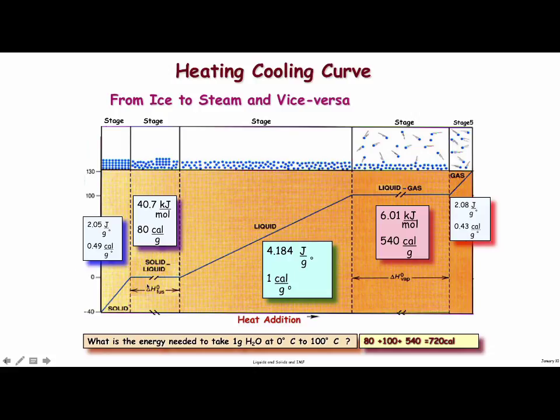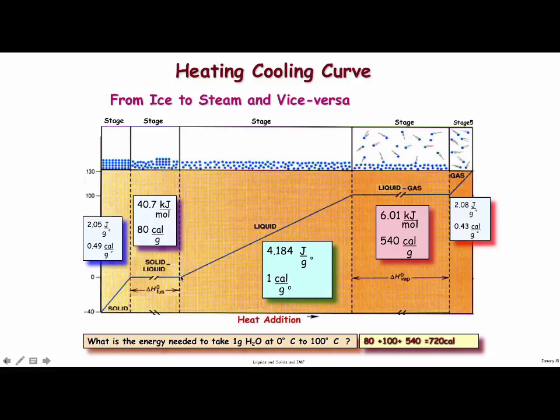This happens at 0 degrees, and if you have 1 gram of ice, it takes 80 calories per gram to take solid ice and convert it to liquid water completely at 0 degrees. That phase change occurs at a constant temperature. When the last crystal of solid finally melts, then and only then does the temperature rise.